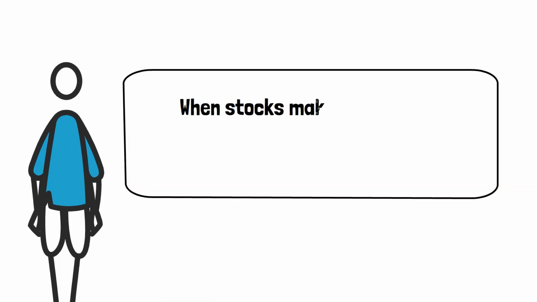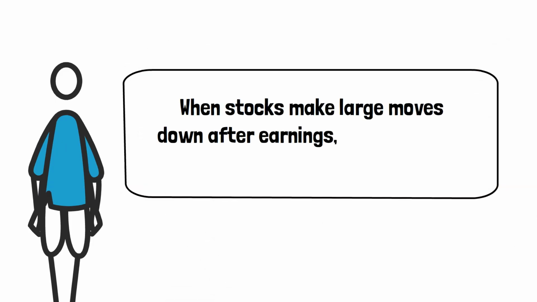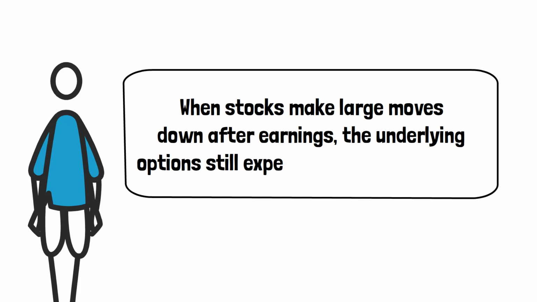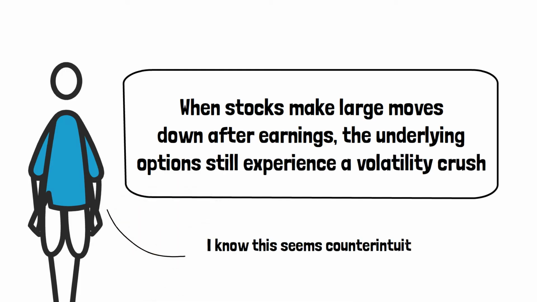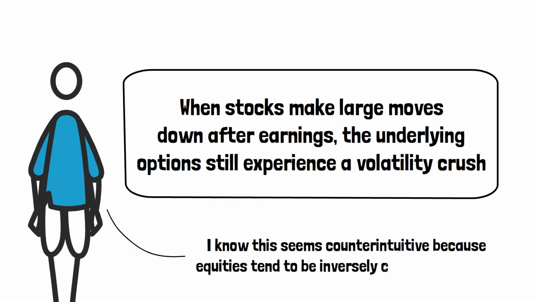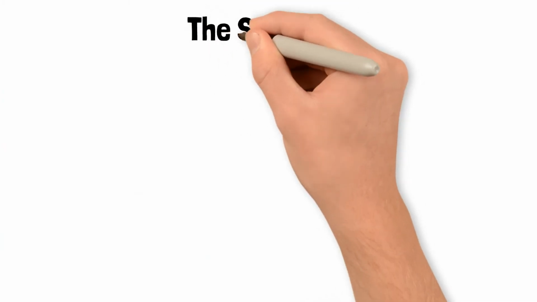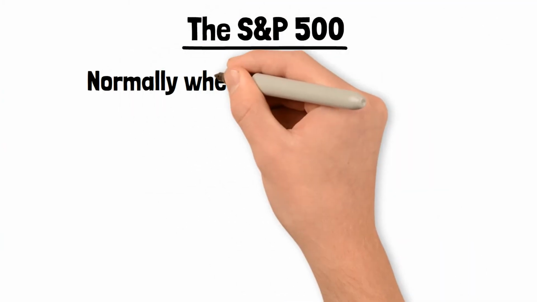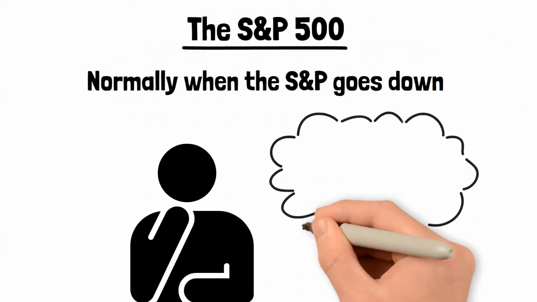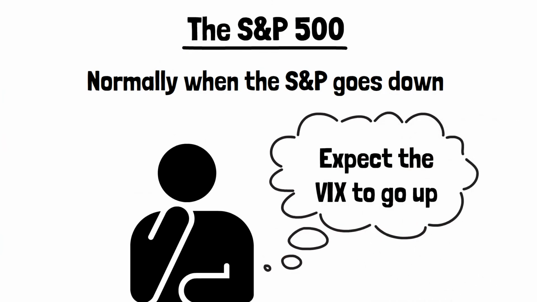When stocks make large moves down after earnings, the underlying options still experience a volatility crush. I know this seems counterintuitive because equities tend to be inversely correlated to fear. Take, for example, the S&P 500. Normally, when the S&P goes down, we expect the VIX to go up. However, this is not the case at earnings.